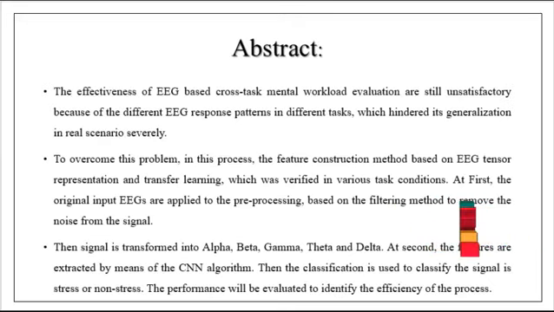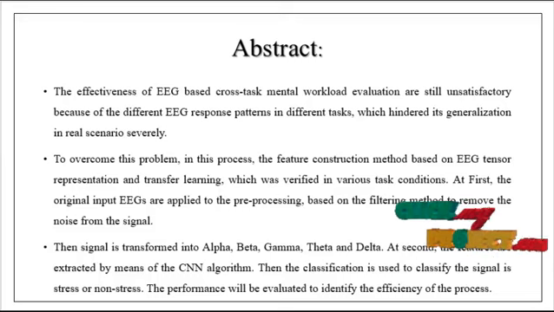Now we are going to discuss the abstract of the process. The effectiveness of EEG-based cross-task mental workload evaluation is still unsatisfactory because of the different EEG response patterns in different tasks, which severely hinders its generalization in real scenarios. To overcome this problem, in this process we have developed a feature construction method based on the EEG tensor representation and then a transfer learning method, which was verified in various task conditions represented in all the datasets.